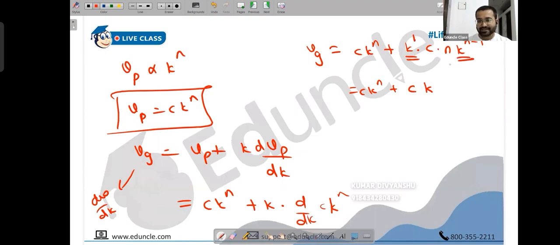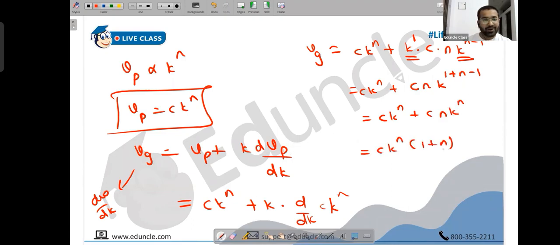So let's do this. Multiply them. So I have got c, I have got n, k raised to 1, k raised to n minus 1. So that's k raised to 1 plus n minus 1. Okay. So I have got ck raised to n plus cn, the 1 minus 1 gets cancelled, cn k raised to n. Okay. I can take ck raised to n common. I'm left with 1 plus n. Who is ck raised to n? Vp.